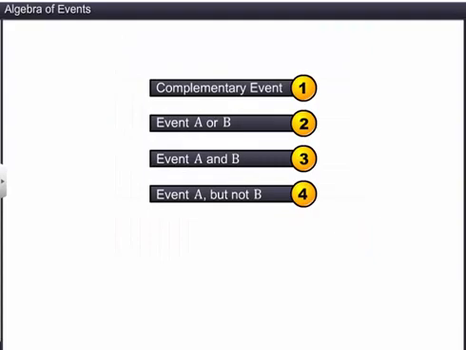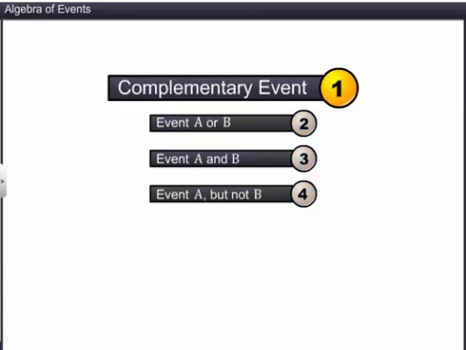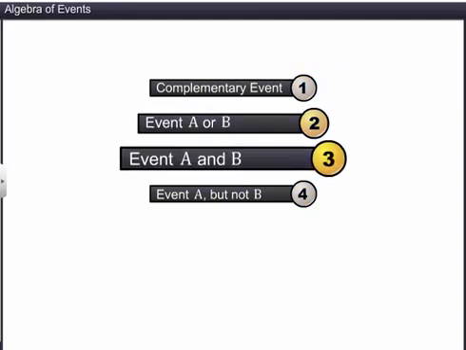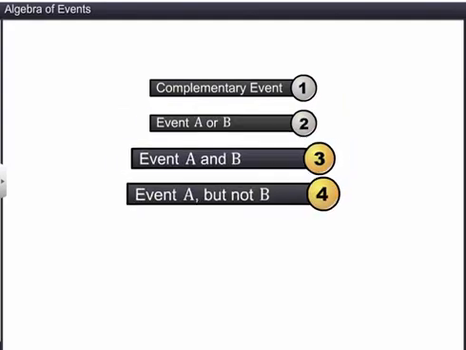Let's consider a sample space S and two events of S, A and B. The basic algebra of events includes complementary event, event A or B, event A and B, and event A but not B.